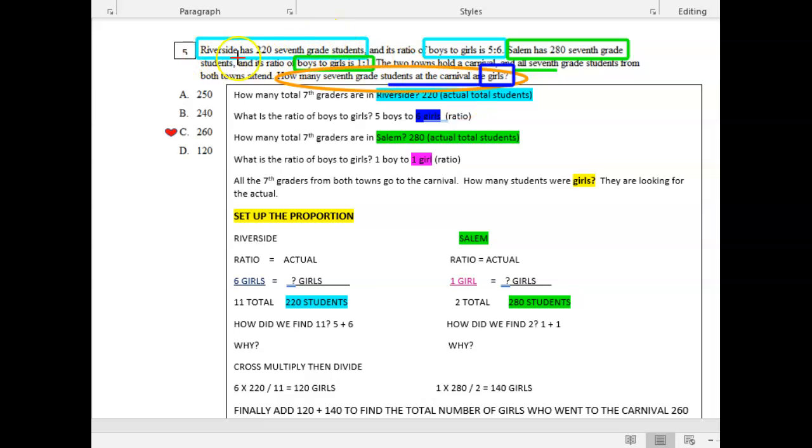If this were to have said boys, I would have used the representation of boys from each ratio. But because they gave me the totals in each one of these, I had to have the total students in the ratio form, which means I had to add the numbers that are in the ratios together.